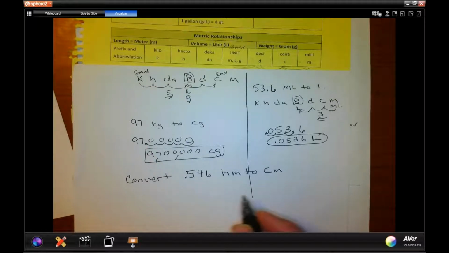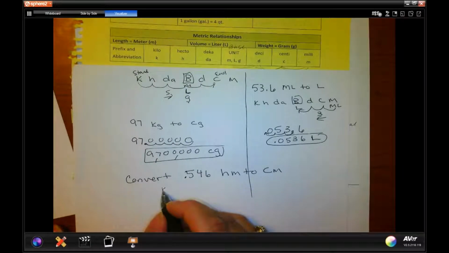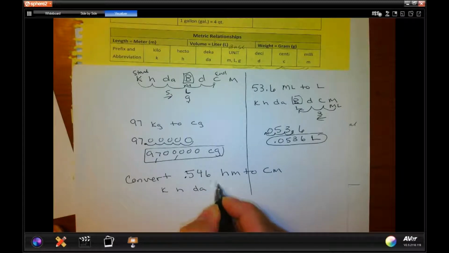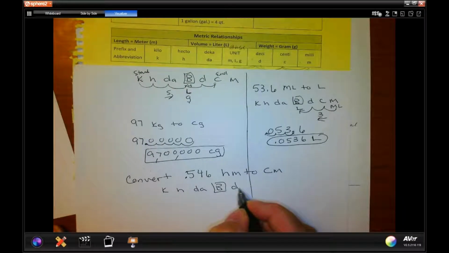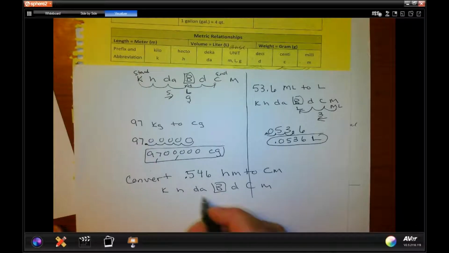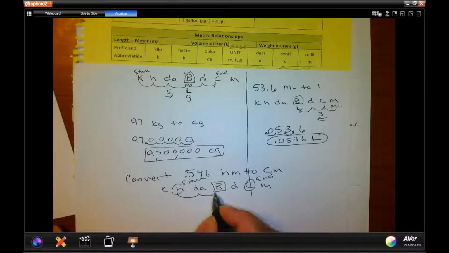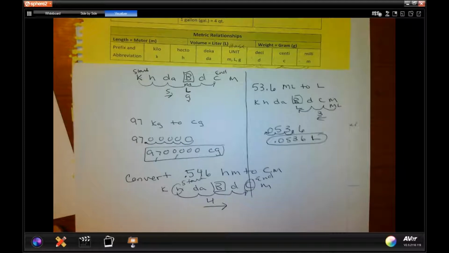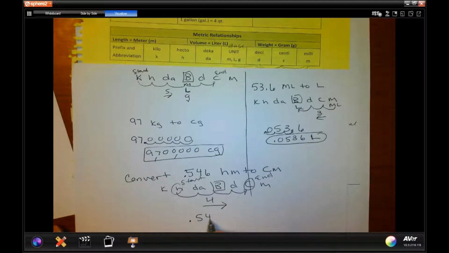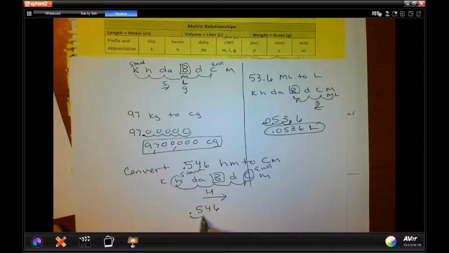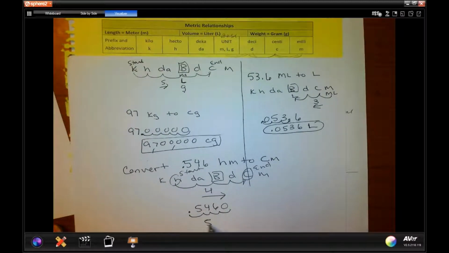5,460 centimeters. Okay, let's see. King Henry drank base unit, Diet Cokes Monday. We're starting at the hecto, we're ending at the centi. 1, 2, 3, 4 to the right. Our decimal is at the left. 1, 2, 3 around the digits, 4, so we add a 0.